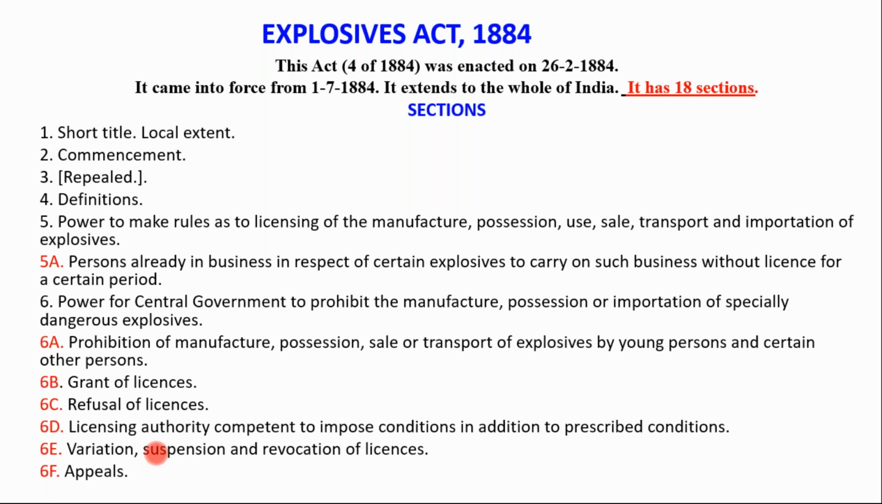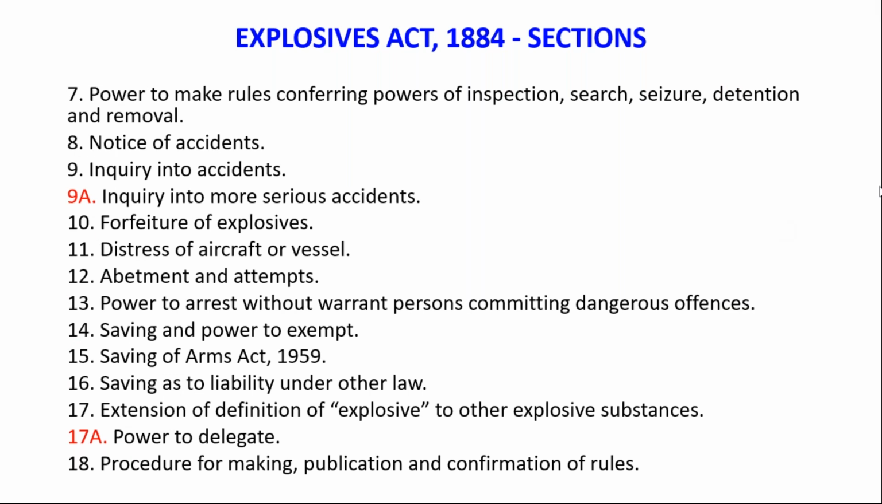If the license is going to be suspended by the authority, and if you are not satisfied with the causes or the reasons mentioned in that suspension letter, then you can go for the appeal. That is given under the 6F. Then 7th, power to make rules, conferring powers of inspection, search, seizure, detention and removal. So all these powers of inspections are conferred here.